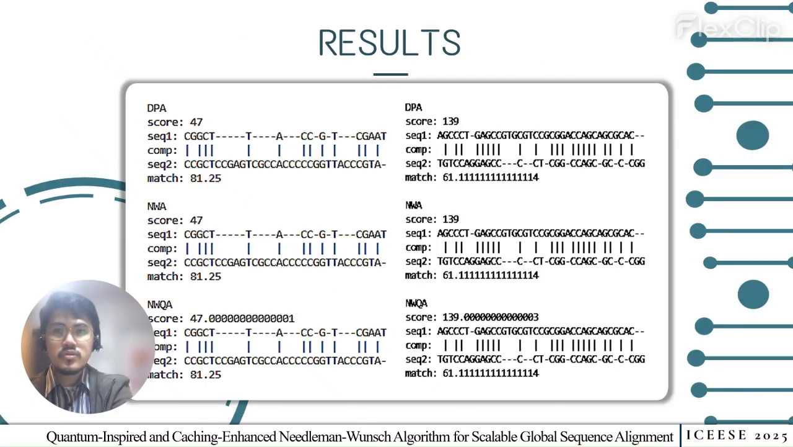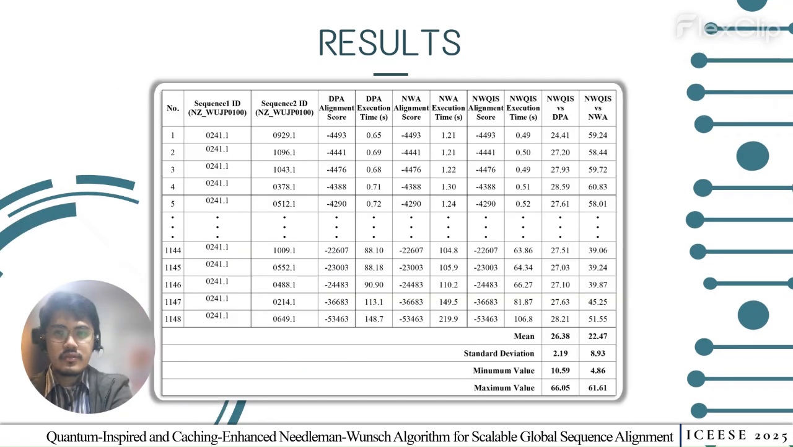Simulation shows that for various sequence pairs, the proposed NWQIS algorithm returns virtually identical alignment scores as traditional methods, with only minor floating point deviations due to the scoring formula changes. Alignment accuracy remains consistent, proving that quantum-inspired scoring preserves result integrity. Execution times for NWQIS were consistently faster than both classical DPA and optimized NWA algorithms. This confirms the high fidelity in alignment results and significant runtime efficiency.